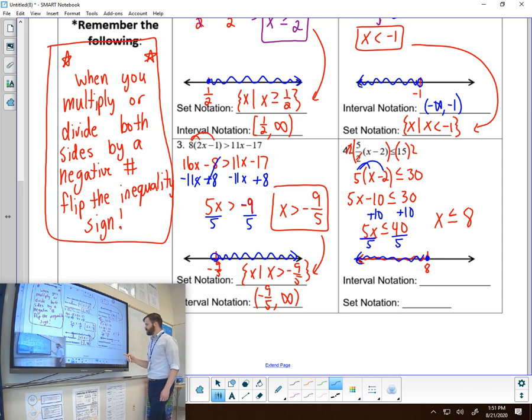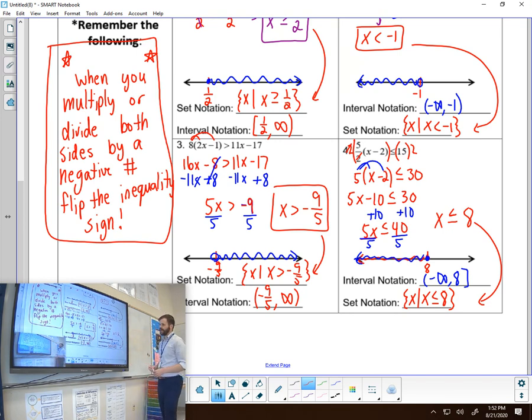All right, so my interval notation, we start at negative infinity, put a parenthesis there, and we go all the way up to 8, and we're going to put a bracket at the 8 because it is equal to. And last but not least, we're going to rewrite my inequality in set notation, so we're going to do all numbers of x such that x is less than or equal to 8.